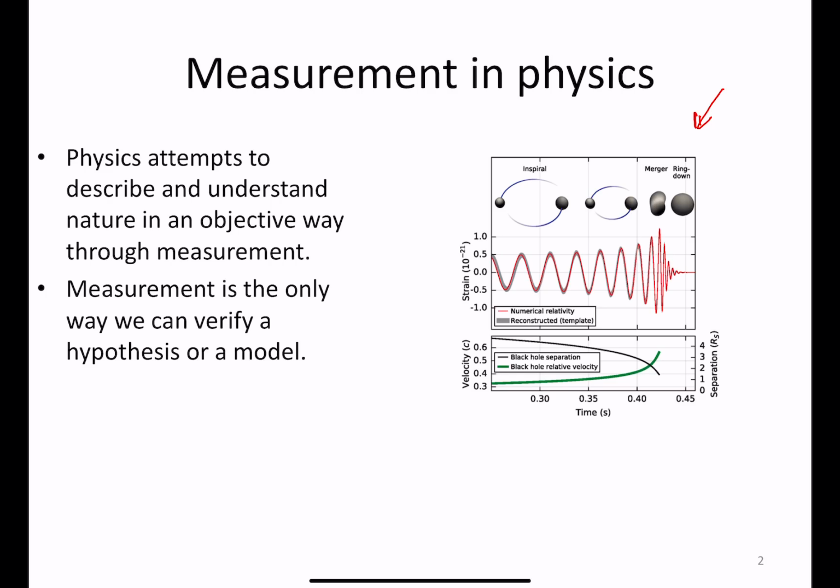So first of all, what is this? This graph is the first experimental detection of gravitational waves. And this happened in September of 2015. Okay, so what are gravitational waves? Let me just quickly give you a very brief background on that.